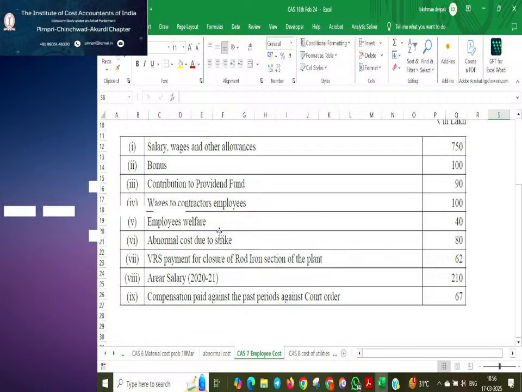VRS payment for closure is also an abnormal thing, an extraordinary item kind of a thing, which can be used for reconciliation purpose. Arrear salary is a similar case which will not be included in the employee cost. This is called prior period expenses. All such prior period expenses go for reconciliation between profit as per cost accounting records and profit as per financial accounting records. Compensation paid against the past periods against court order.